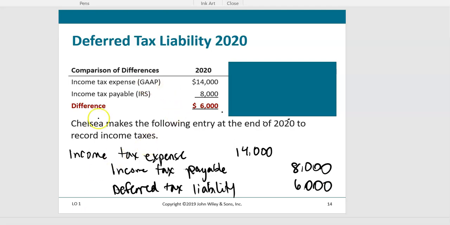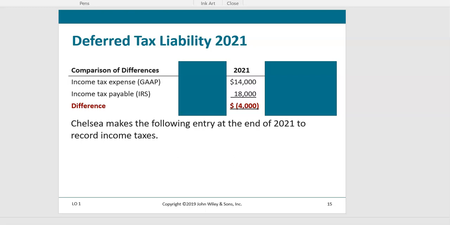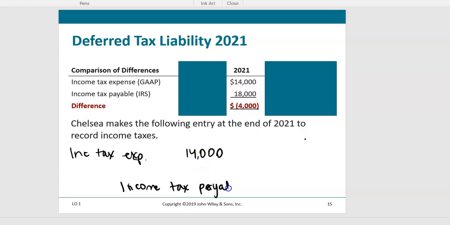What about the next year? Let's continue with the same example. What would the journal entry look like at the end of 2021? We record income tax expense at the amount that we're showing on the income statement, which we said was $14,000, 20% of the pre-tax income. We want to record the amount of income tax payable that we owe based on our IRS form. And we're told that that was $18,000.